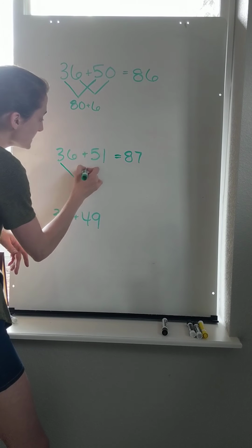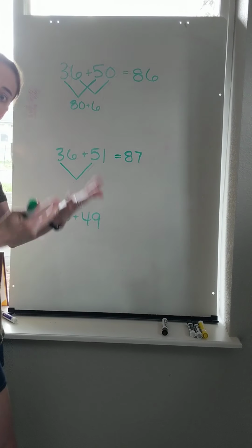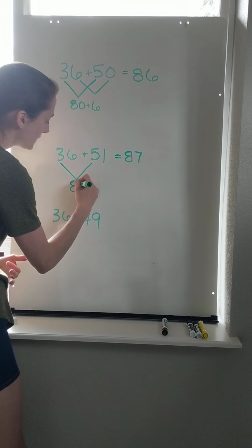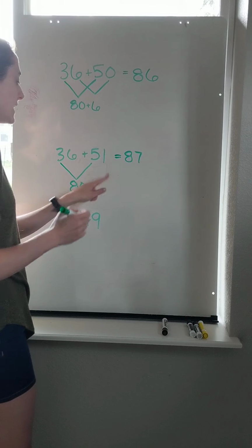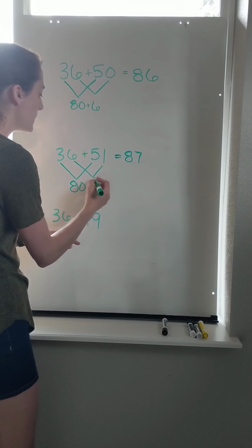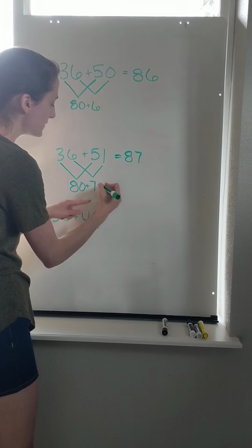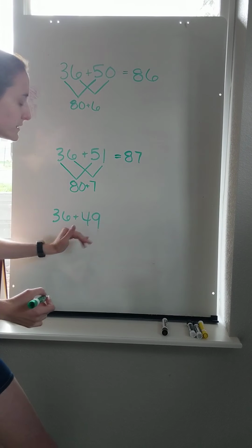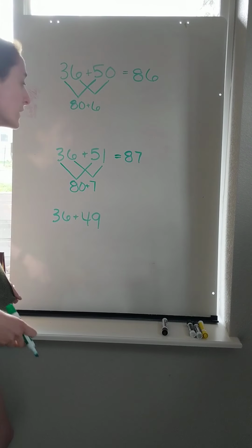So I take 3 tens and 5 tens. That makes 8 tens. Okay, so that's 80. Then I have 6 ones and 1 left. 6 plus 1 makes 7. So I add on 7 more. 87 is 87. There we go. Now this one's a little bit more challenging.